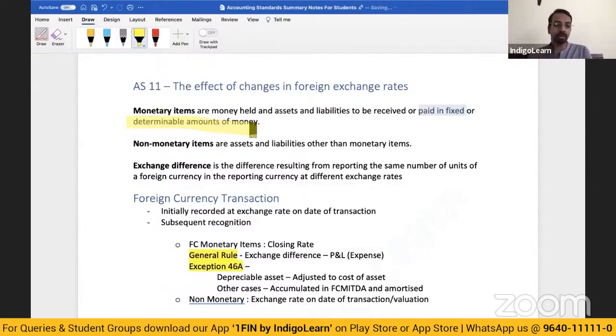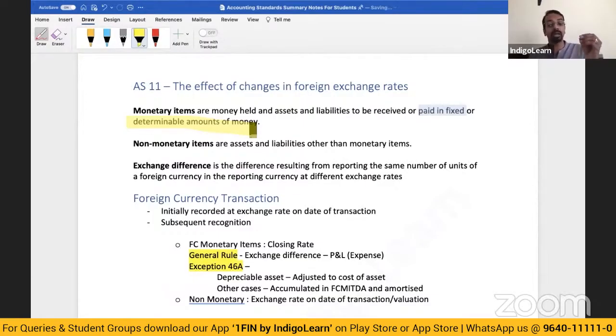You may get future economic benefits, but do you know the amount you will get if you have to dispose of that asset? Or can you say for sure that this is the exact present value of future economic benefits, the amount you will realize if I settle? That is not possible. So such items are called non-monetary items, right?